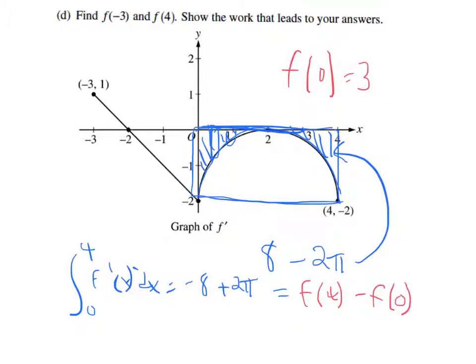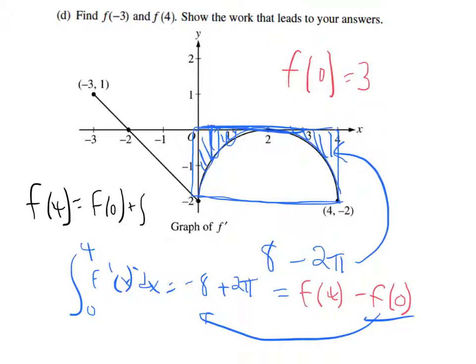And again, we know f of 0. We know that's 3, so if you move that over to this other side, you find that f of 4 must equal f of 0 plus the integral from 0 to 4 of f prime dx, and that's going to be 3 plus the quantity -8 plus 2 pi. So that's where the answer of -5 plus 2 pi comes from.